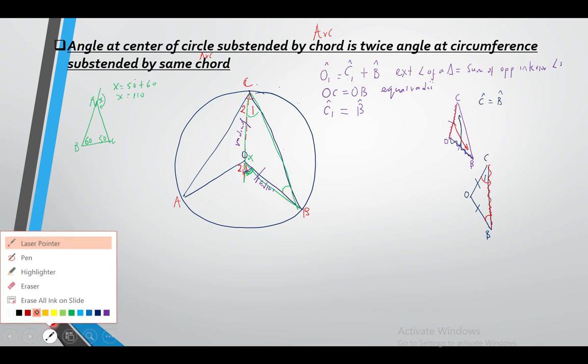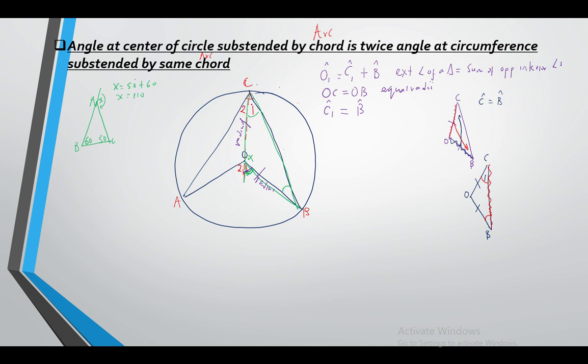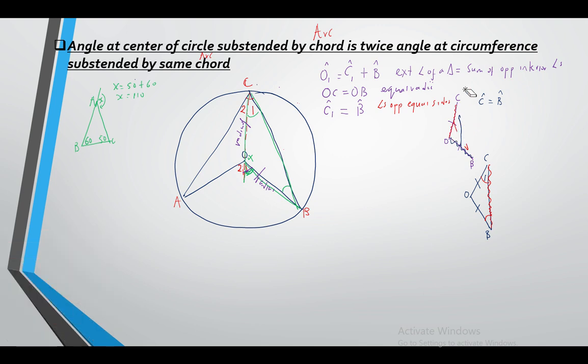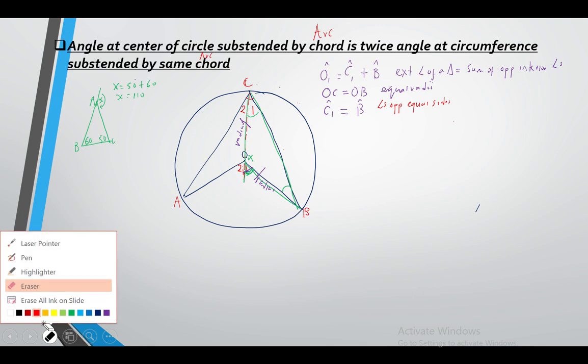So when you give a reason, what is the reason? Why are we saying C1 is equal to B? You say these are angles opposite equal sides. The angles that are opposite equal sides are also equal. Yes, sir. Angles which are opposite equal sides are also equal.